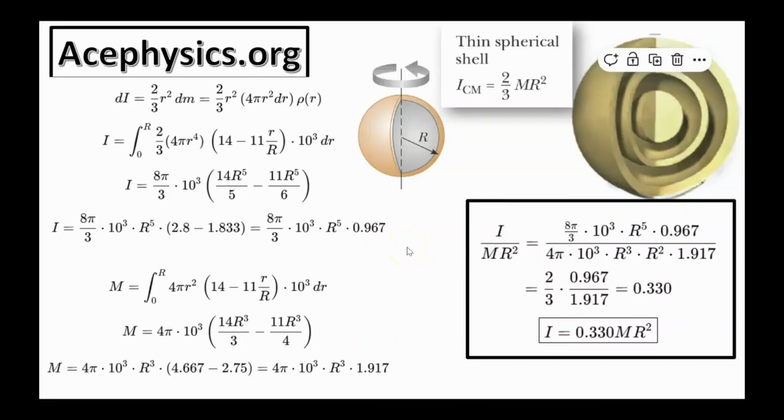Moment of inertia is always proportional to m r squared. If I take the moment of inertia divided by m r squared, I'll get the proportionality constant. This is the moment of inertia that we just calculated, and this is m r squared. We took this mass and multiplied by r squared.